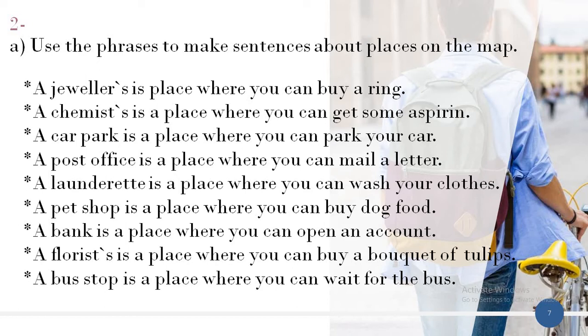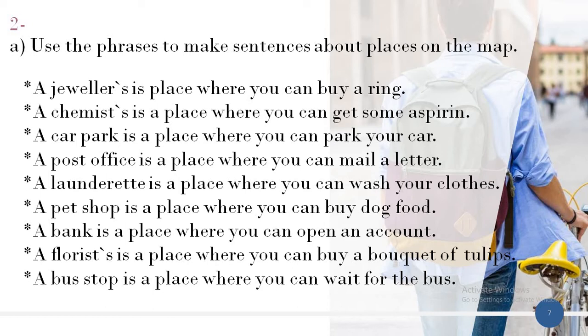And wash your clothes. Where? Good. A laundrette is a place where you can wash your clothes. Nice. Buy dog food. A pet shop is a place where you can buy dog food. Good. Surf the net. What?